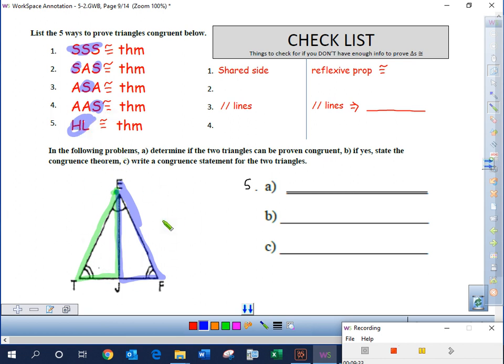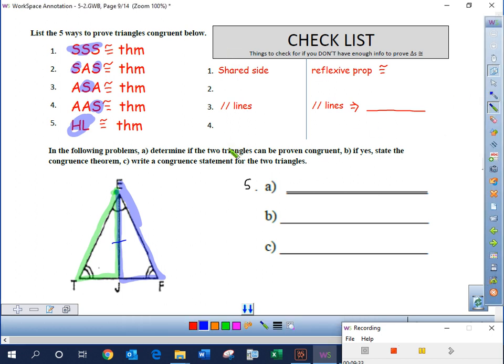And right now in this given information, I don't have any tick marks. So that means I need to go to the checklist and start up here. Is there a shared side between those triangles? Yes, there is. The reason we can do that is because of the reflexive property of congruence.